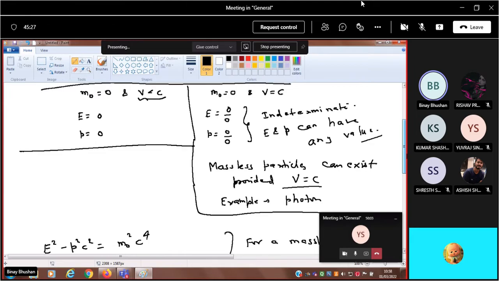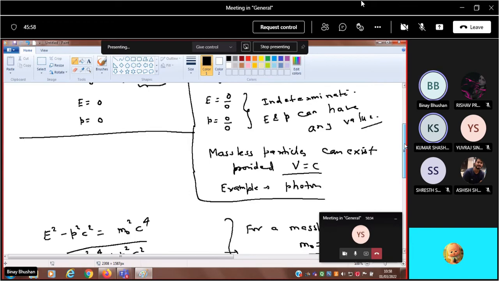That is exactly what I am stressing. Separately, E and P are indeterminate. That means they can have any value. It is not that it will not have a value. Right? 0 by 0 means that it is indeterminate. We cannot determine it. Cannot determine does not mean that it has no value. Yes, sir. Right?